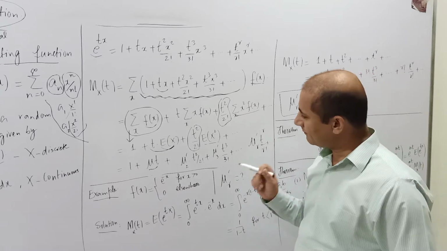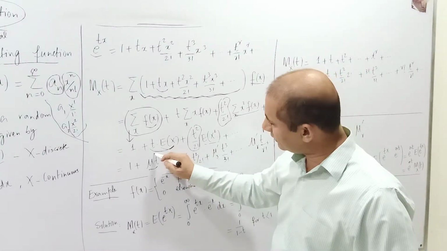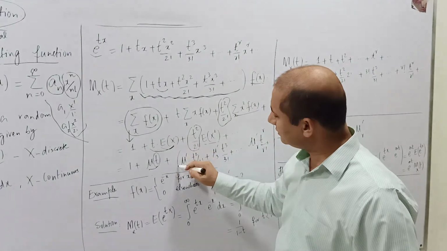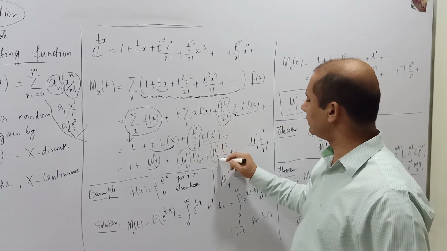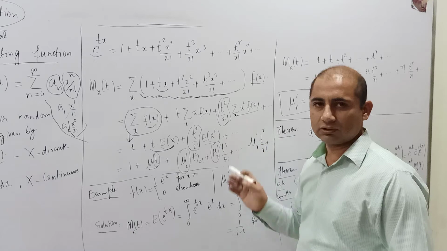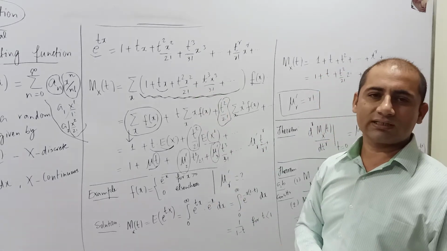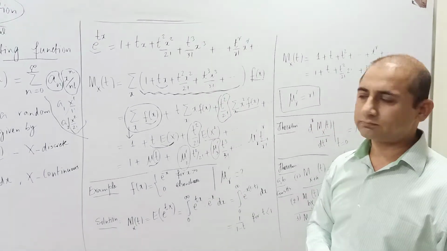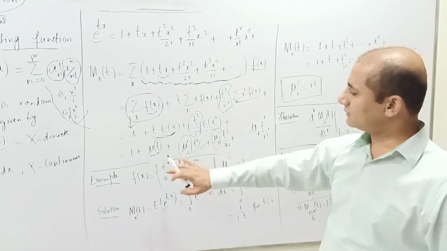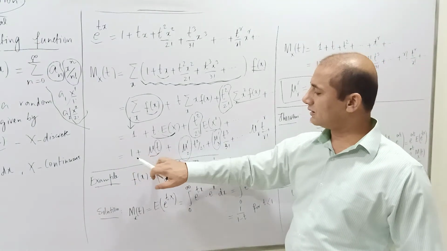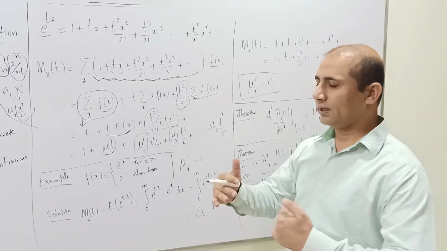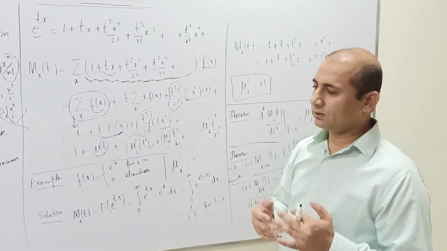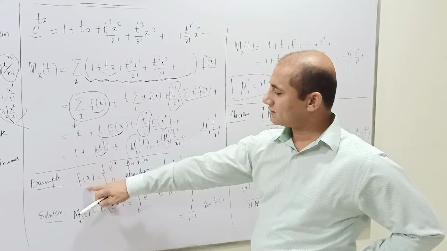And now you can see that this mu 1 dash is the coefficient of t, this mu 2 dash is the coefficient of t square over 2 factorial, mu 3 dash is the coefficient of t cube over 3 factorial, and so on. So this is something very close to that exponential generating function. And now the coefficients, these are the moments.